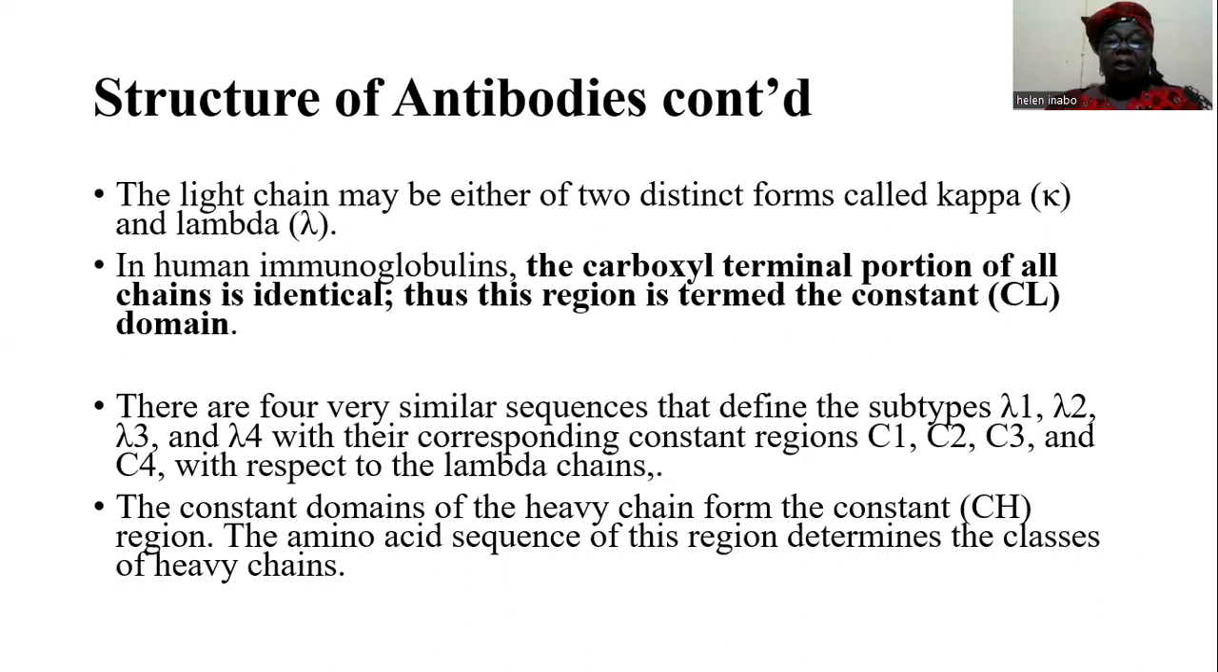You have the lambda 1, lambda 2, lambda 3, and lambda 4 with their corresponding constant regions, C1, C2, C3, and C4, with respect to the lambda chains. The constant domains of the heavy chain form the constant region. The amino acid sequence of this region determines the classes of heavy chains.